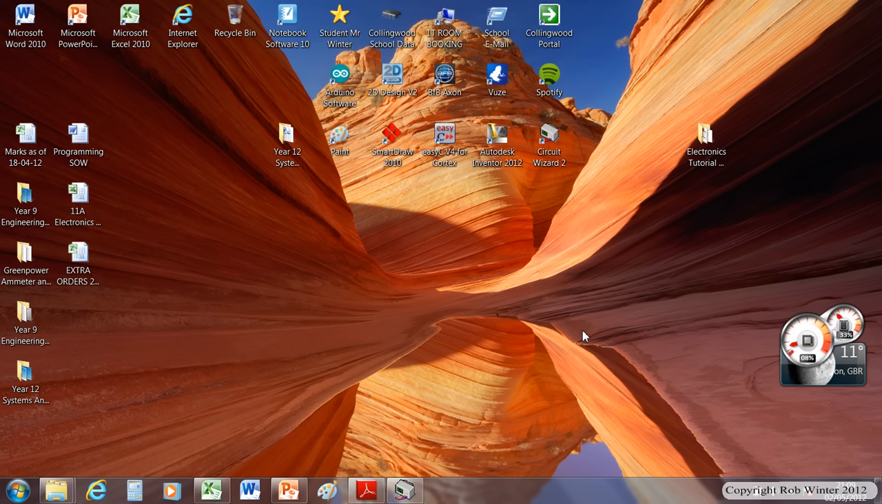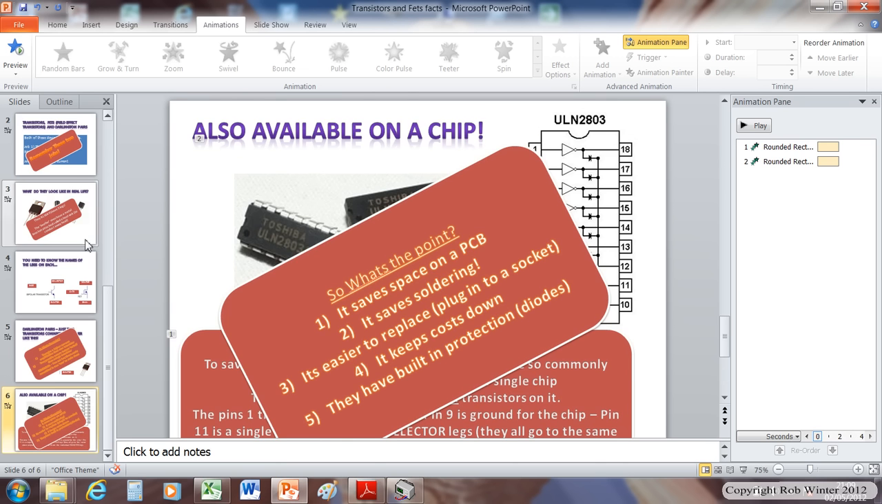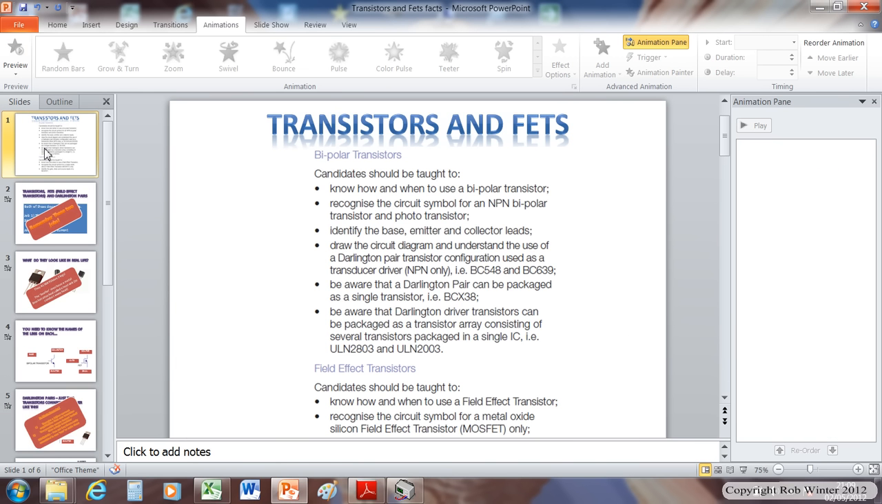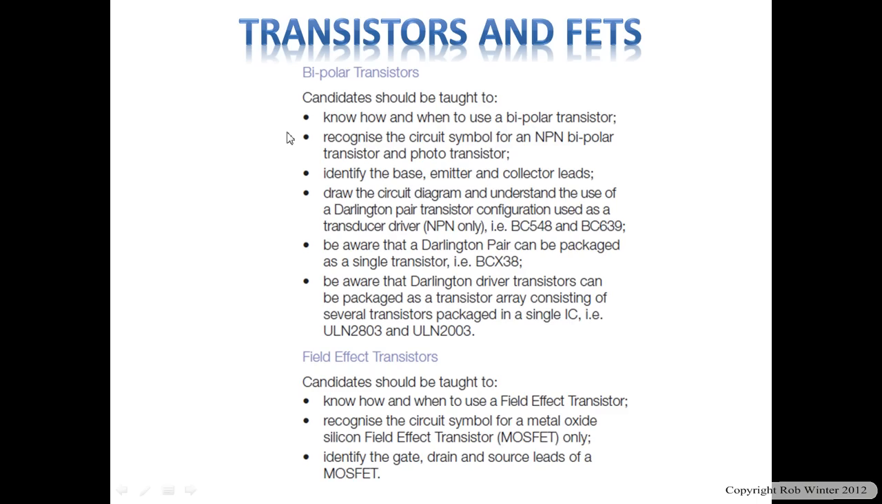Right, the aim of this PowerPoint is to teach you guys about transistors and these things called field effect transistors. So there's a little PowerPoint you can go look at which tells you the facts you need to remember. I'll do a couple of demonstrations to show you what I'm talking about as well. This page here just tells you what the examiners want you to learn about.